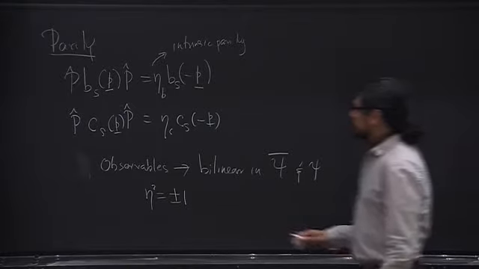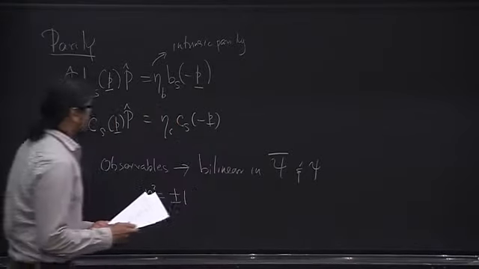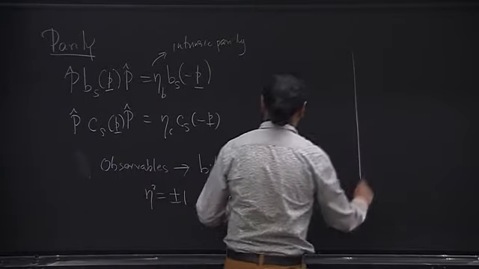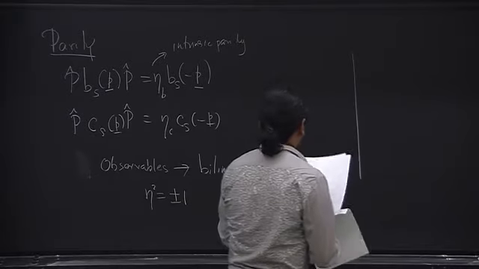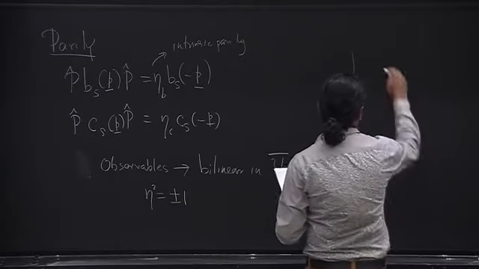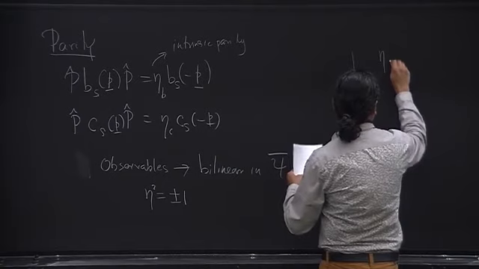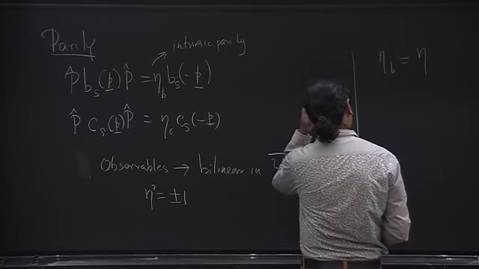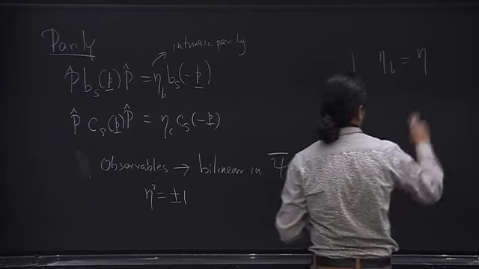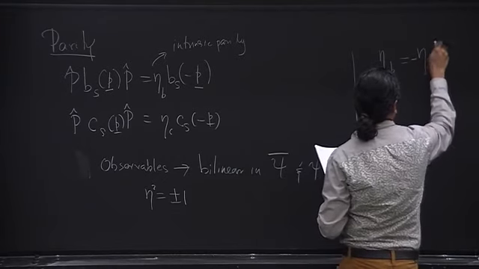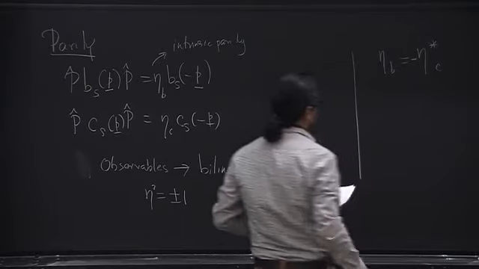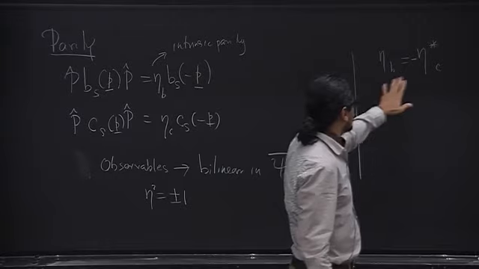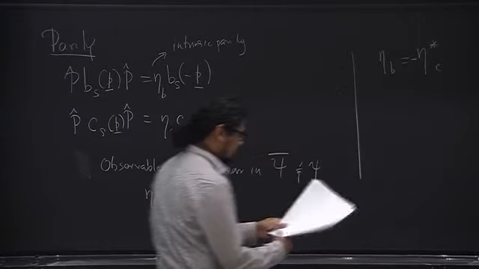We'll see in today's tutorial that for the Dirac field, the consistent choice that we have to make is that the intrinsic parity of the particle has to be related to the intrinsic parity of the antiparticle in this way.